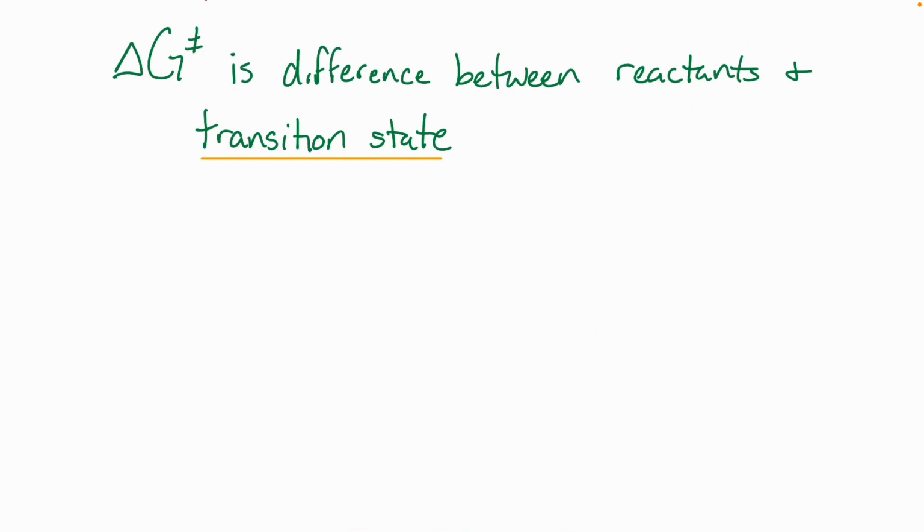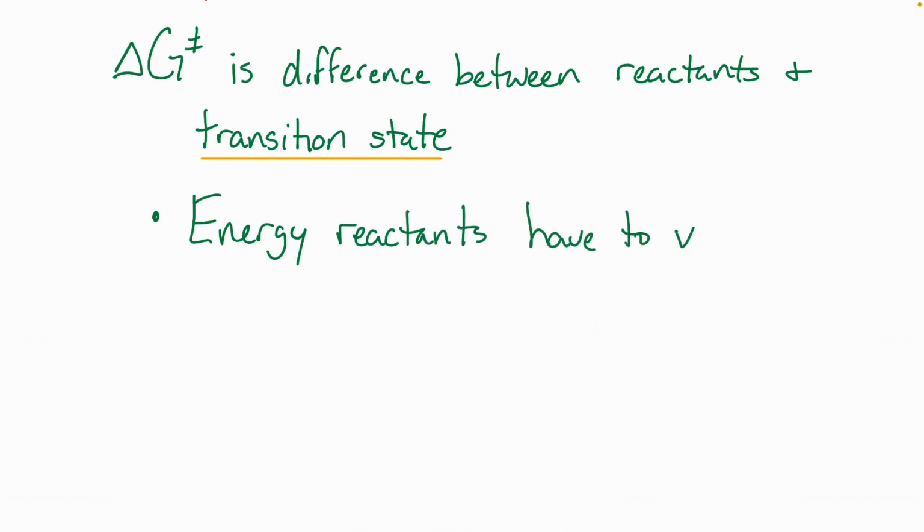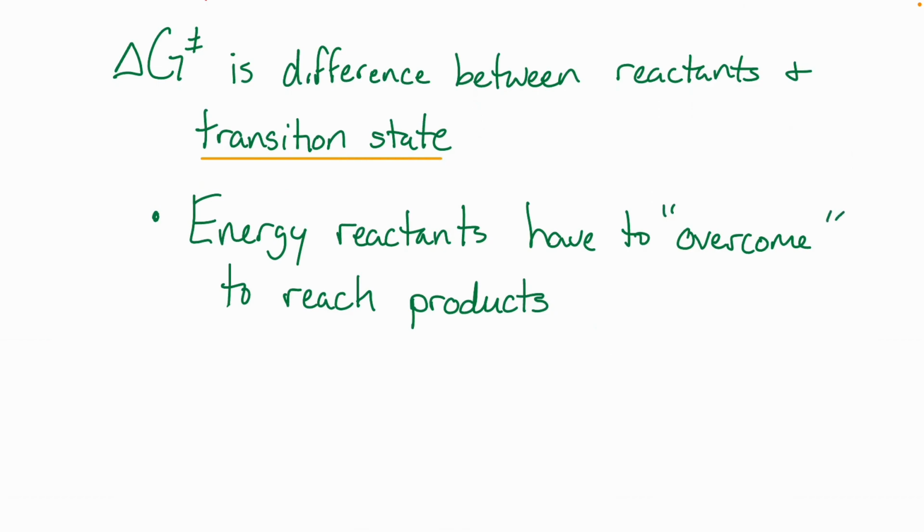All right, let's talk about this activation energy here a little bit more. This is the energy your reactants have to overcome to reach the product side. Like we said, it's like a little marble that has to roll over that activation energy hump there. So we say that reactants have to overcome this energy barrier in order to get to the products.